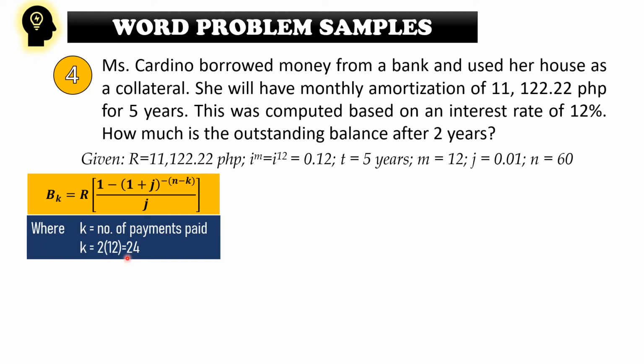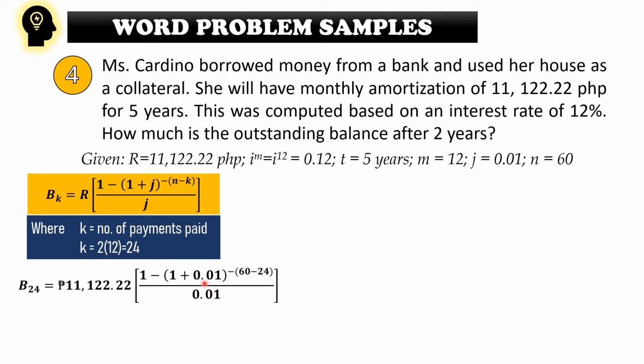Okay, and then with that, we can now substitute all the given to our formula. So B sub 24 is equal to the regular payment, this is the amount. Okay, 1 minus quantity 1 plus J. J is 0.01. We plug it here. Then raise to negative quantity of N. What is N? 60 minus K, which is 24. Okay, all over J, which is also equal to 0.01.